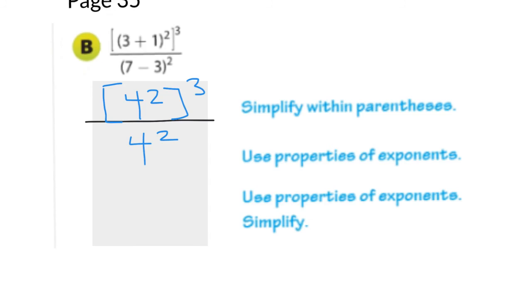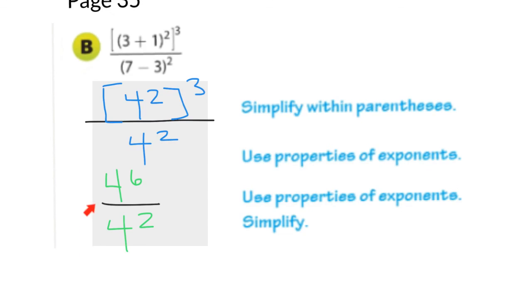Okay, the next step is we're going to use these properties. We have a single base and 2 powers. When you have a single base and 2 powers, you multiply. 2 times 3 is 6. So this is going to be 4 to the 6th power, and that's still being divided by 4 squared.